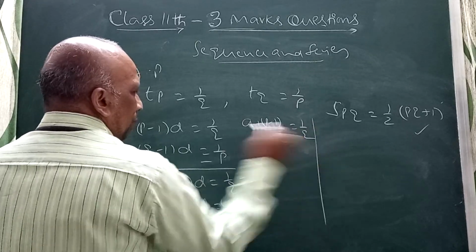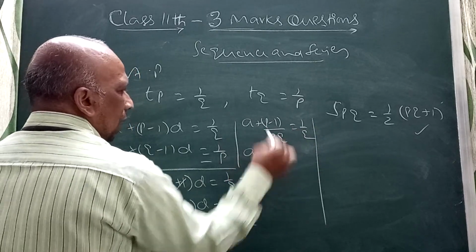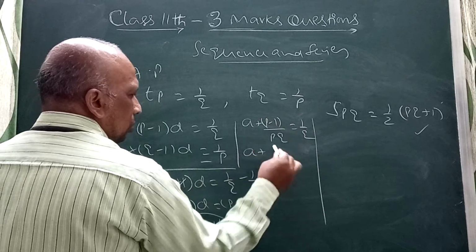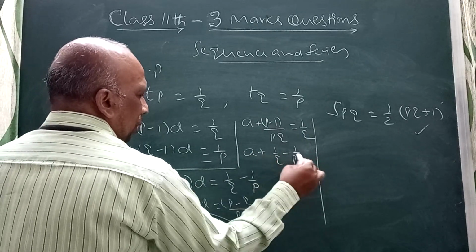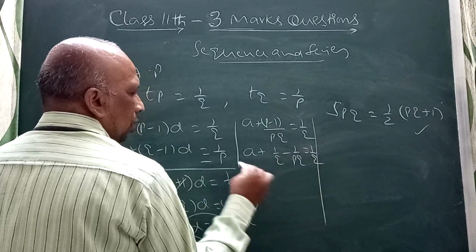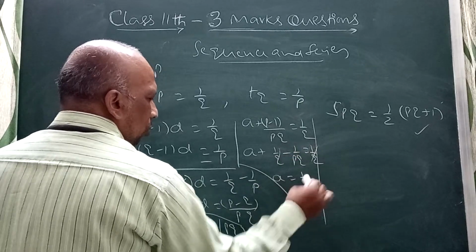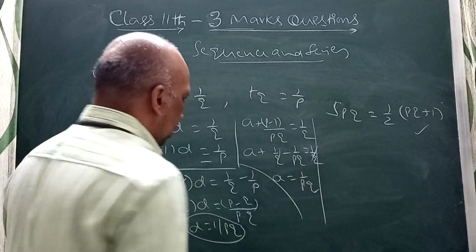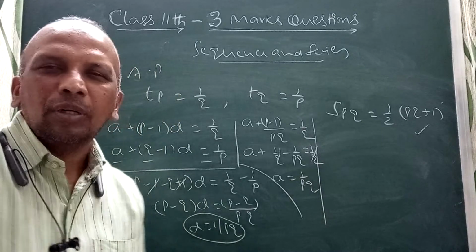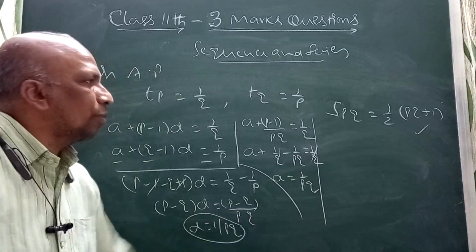Which is equal to 1 by q. Correct. I can split this. If I split, 1 by q minus 1 by pq is equal to 1 by q. So this will get cancelled, 1 by q. A is equal to 1 by pq. So A and D both are the same, we got. A is equal to 1 by pq, D also 1 by pq.